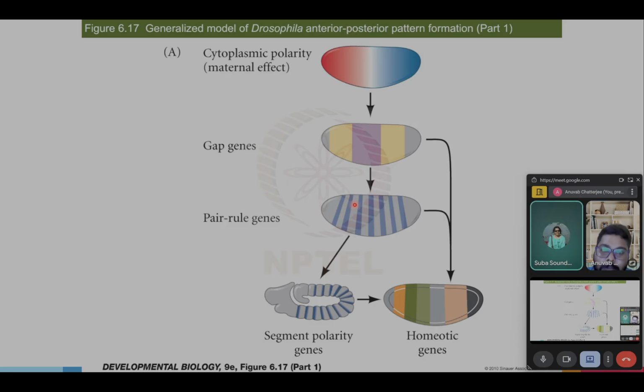Now, by the time we go to the segment polarity genes, cellularization has already occurred. What do I mean by cellularization? It is the cytoplasmic boundaries being divided. So now the cells are completely formed. So now the transcription factor from one cell cannot go ahead and do stuff in the other, because there is an entire cell boundary in the middle.